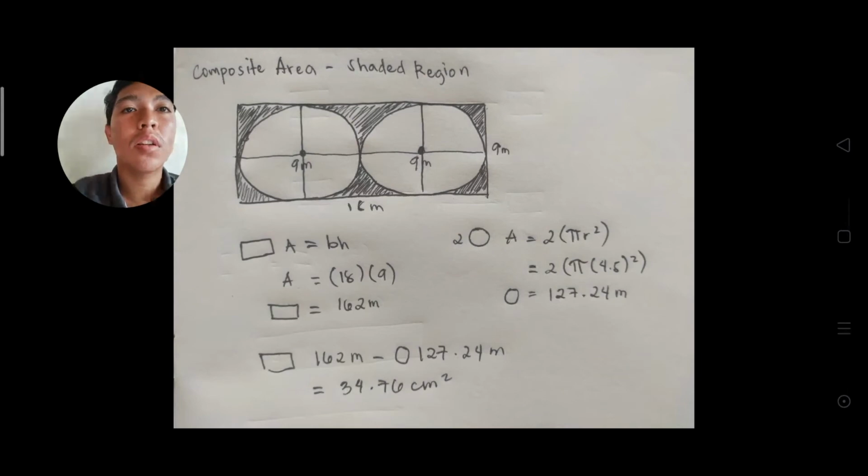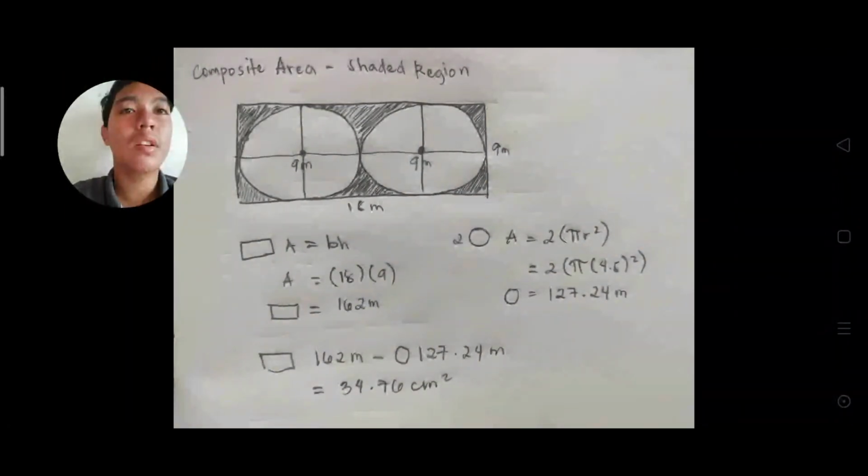First, we will solve the area of the rectangle. A equals base times height. A equals 18, the base, times 9, the height of the rectangle. 18 times 9 is equal to 162.